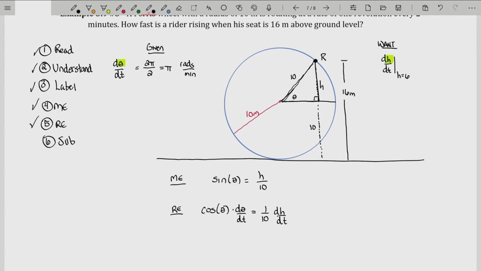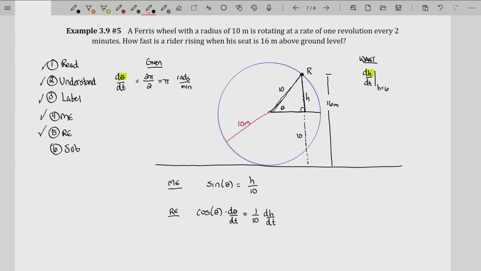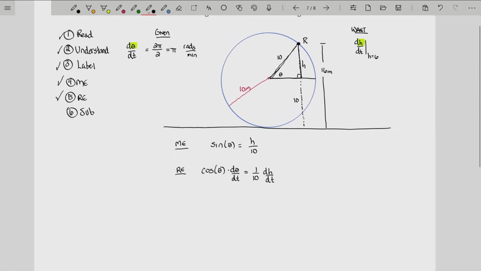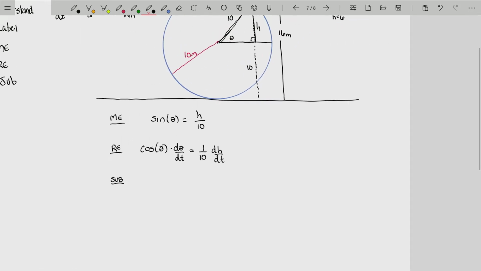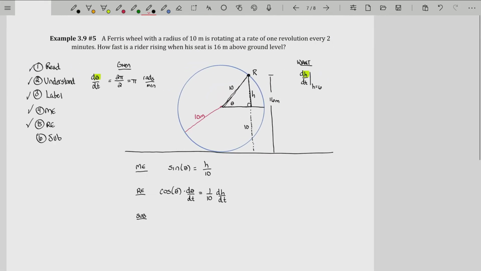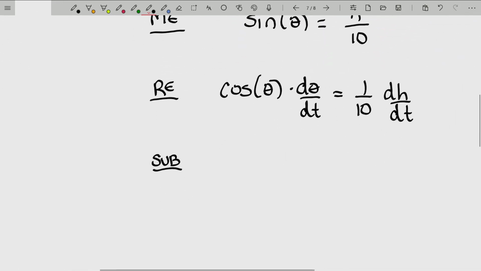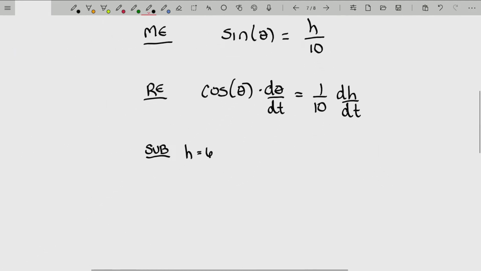Now, the sub and solve, I have a feeling, is going to be kind of weird here. So let's find out why. I could easily see why. All right, so the sub and solve. Let me zoom in. Sub. The only thing that we can sub in here really is h equals 6, right? Because that's when we want to stop time, when h is 6, or the total height is 16. So we're going to sub h equals 6. Well, if you look at our rate equation, there's not an h in there to sub in for.